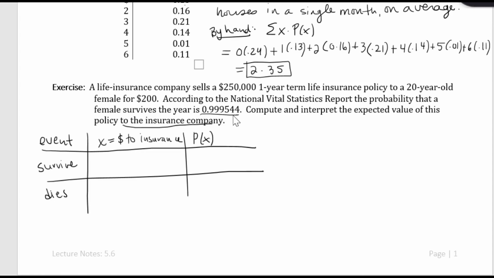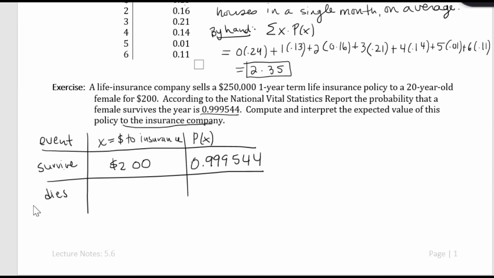So we're just going to report this: the event is that she survives, and the probability is 0.999544. Okay, and if she survives, she just takes her money and she doesn't get any money from the insurance. The insurance policy costs $200, so the money that goes to the insurance company is $200, and the probability of that happening is the probability that she survives. Okay, these other options are a little bit harder to figure out.